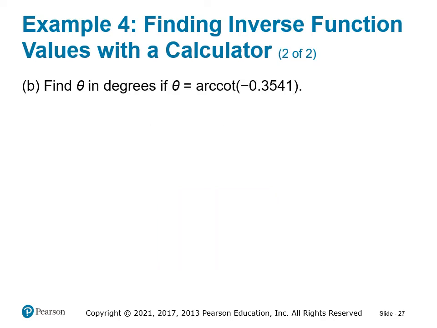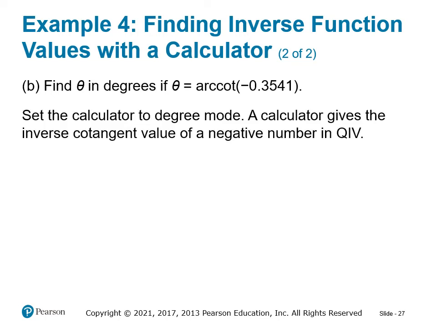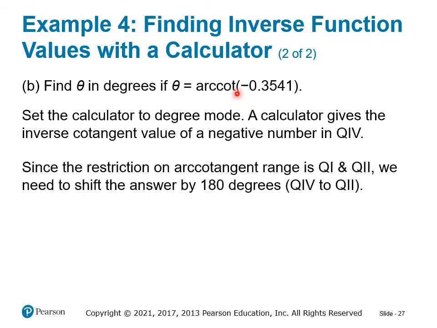Okay. Find theta in degrees if theta equals arc cotangent of -0.3541. Again, we're going to use the calculator, but we don't have a cotangent button. We're going to use the inverse tangent button. And so we do inverse tangent of 1 over -0.3541, since cotangent and tangent are reciprocals.